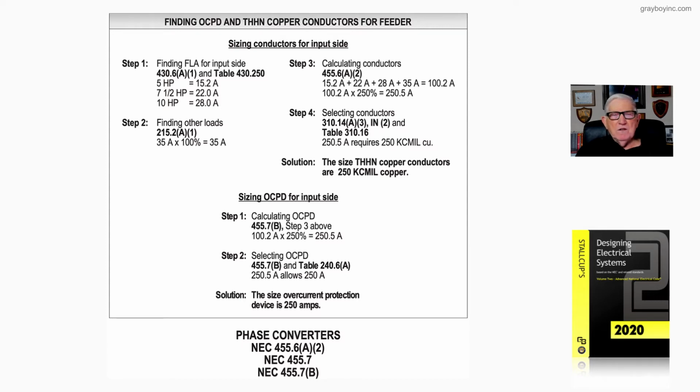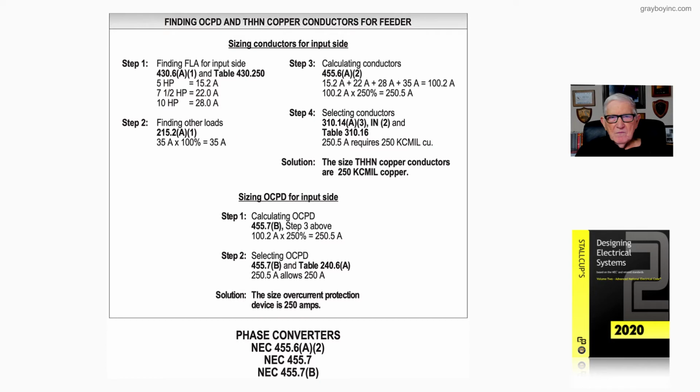Now finding the other loads, we have a non-continuous load, so when we go to 215.2(A)(1), we do not have any more than 3 current carrying conductors in the raceway, and we do not have any ambient temperatures bothering us. So we can just figure it at 100%, and that'd be 35 amps.